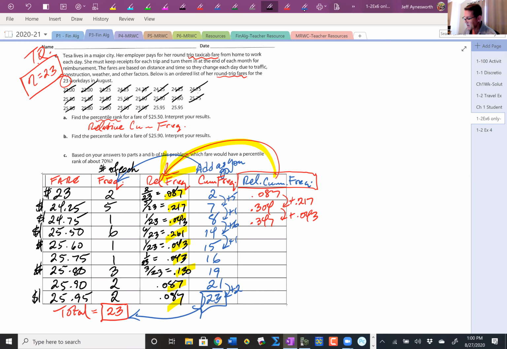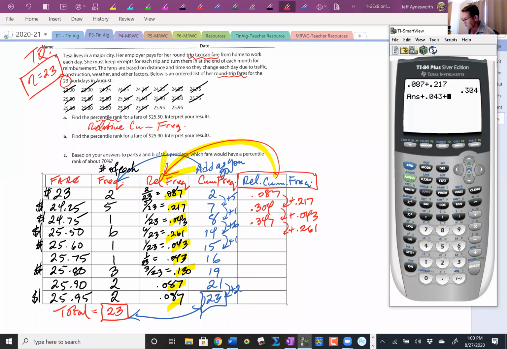So let's continue. The next one is 0.261, so we have to add that in. So we just go plus 0.261. Hang on, I forgot to hit the enter button. Okay, so you always hit enter and then plus 0.261. And then we get 0.608.